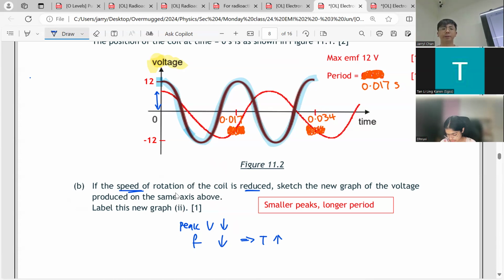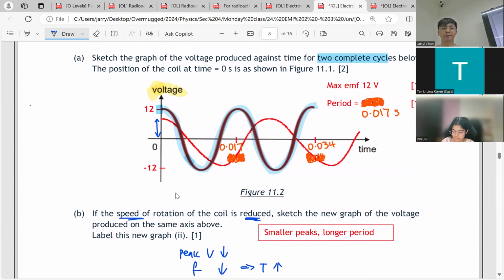No label needed because it just says reduced. Unless the question is double, unless the question is half, triple, then you need to be clear on the labels. Questions? One cycle for part B.